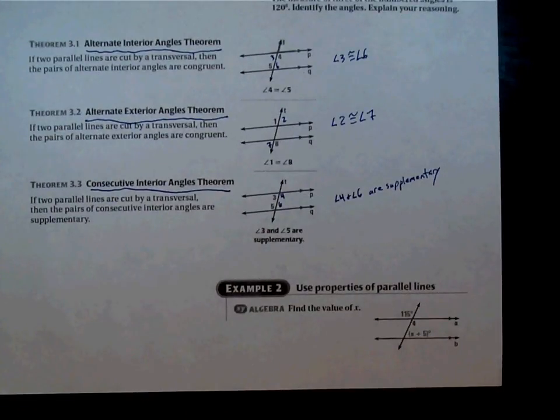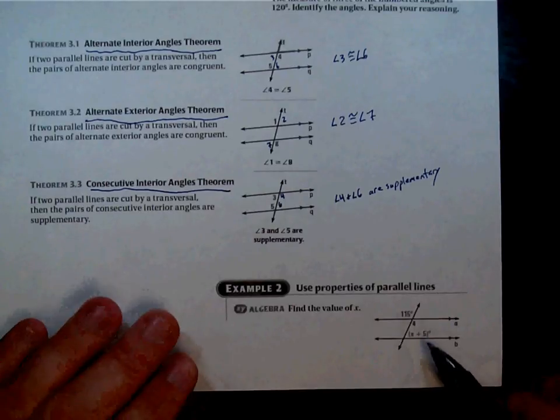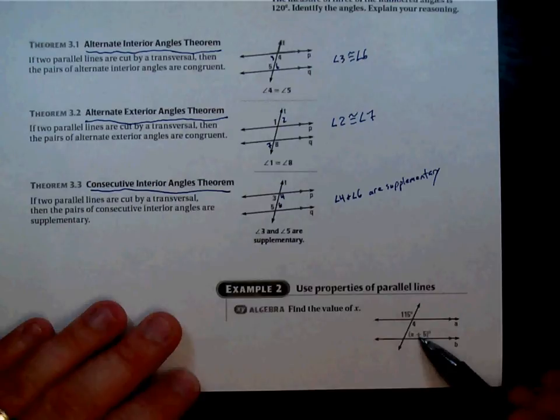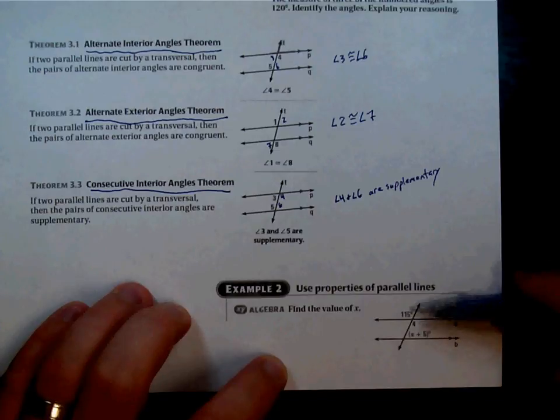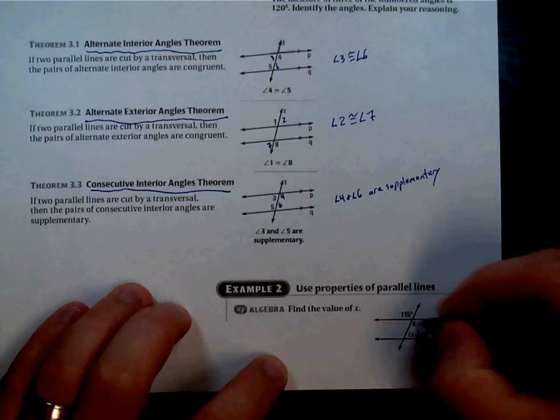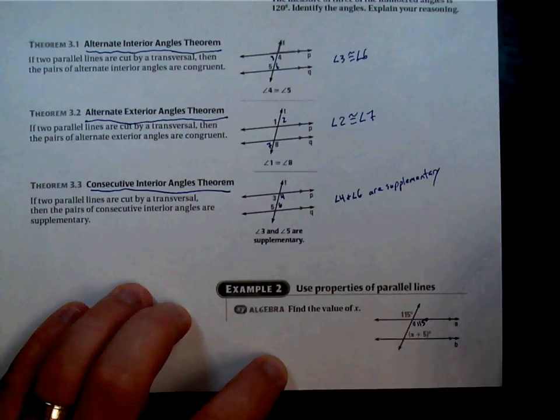Okay, and so then we get to this example 2, and it'll be the end of the notes. It's pretty short notes today. They want us to go ahead and solve for x using any of those ideas. So x shows up in this angle down here. It's a consecutive interior angle. It's on the same side of the transversal, an interior with 4. So if I knew what angle 4 was, that would be helpful. Well, 4 is a vertical angle with the 115, so they have to have the same measure. So angle 4 has a measure of 115 degrees.